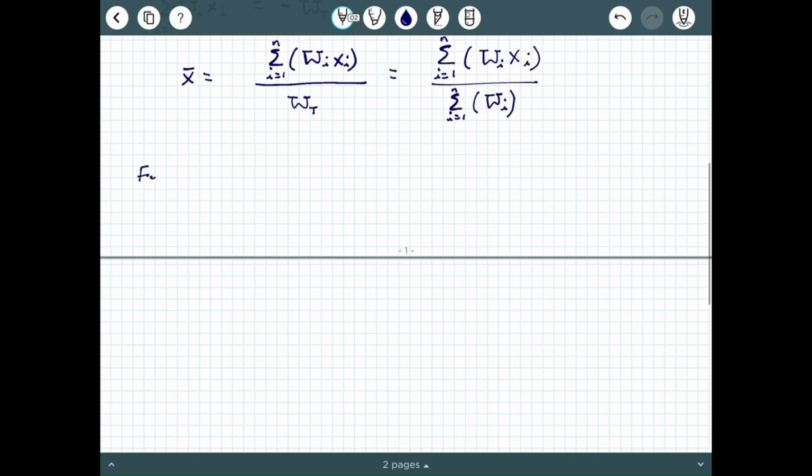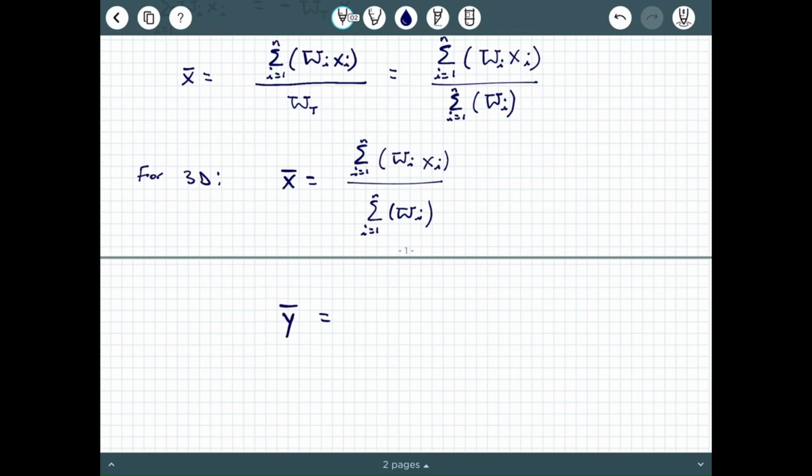So for 3 dimensions, of course, we know x bar, we just wrote that: summation I goes from 1 to n of W sub I, x sub I, divided by summation W sub I goes from 1 to n. And what else are we going to have? We're going to have a y bar as well. If we had a y dimension, or a second dimension to this, we would have summation I goes from 1 to n, W sub I, y sub I, divided by the same denominator, summation W sub I goes from 1 to n.